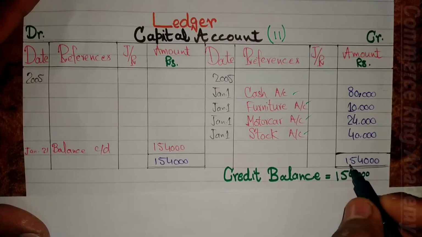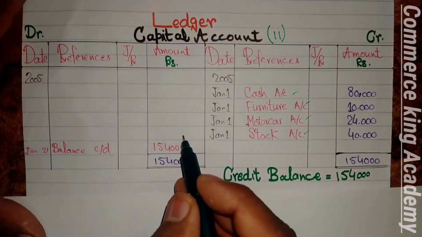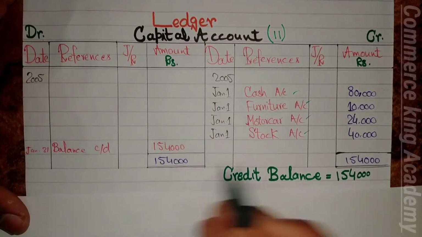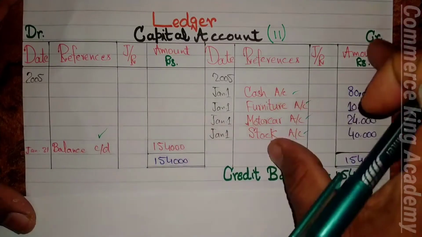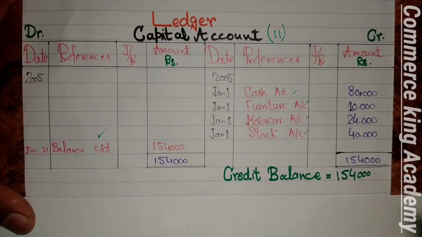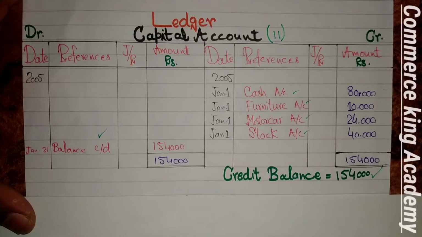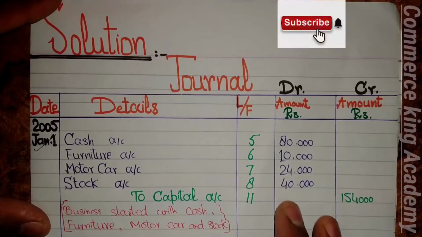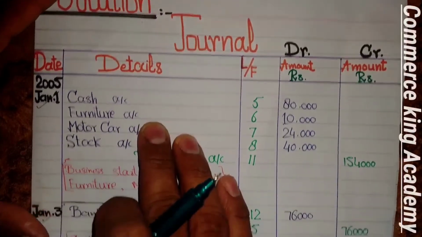We have totals of both sides. So we have no balance or totals on the debit side. So the total balance we have is on the credit side, which is heavier than the debit side. So ultimately we have a credit balance of capital account, 154,000 rupees.